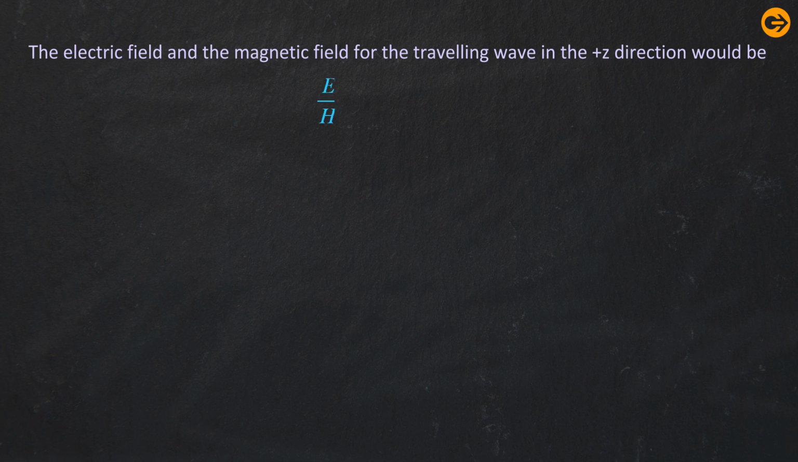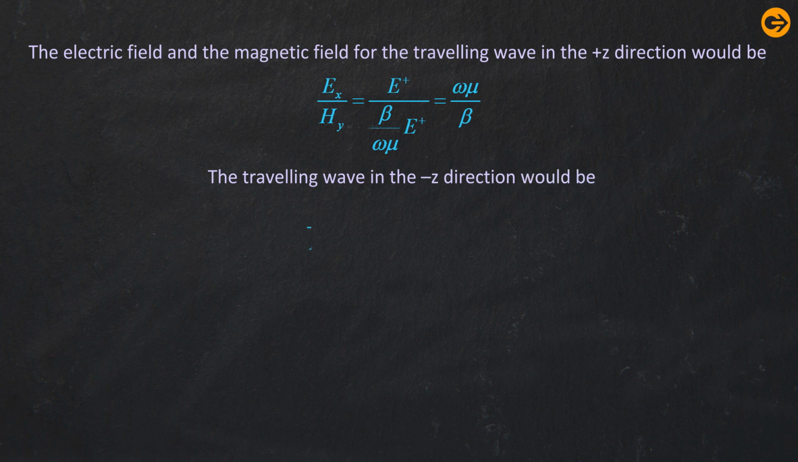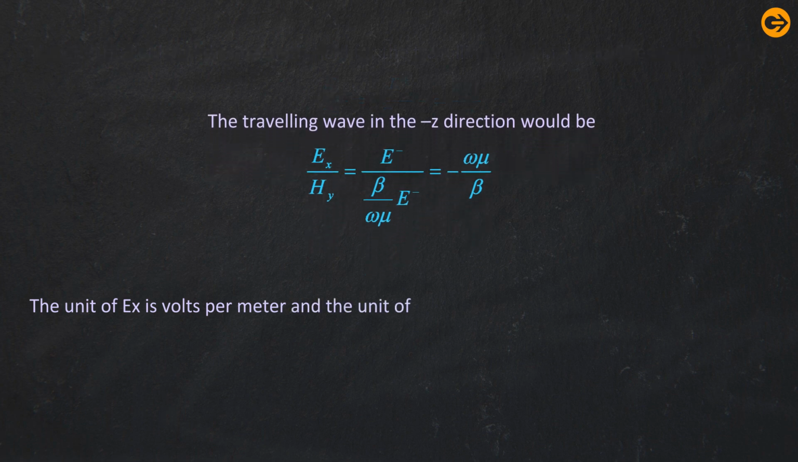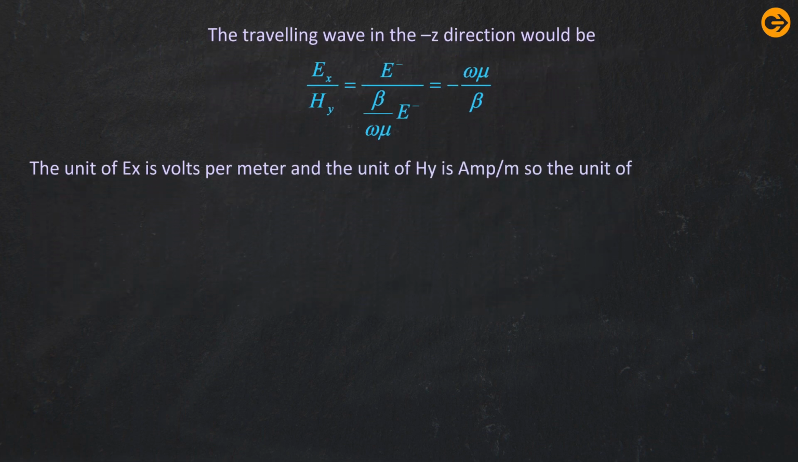The electric field and the magnetic field for the travelling wave in the plus z direction would be Ex by Hy is equal to E plus by beta by omega mu E plus, which is equal to omega mu by beta. The travelling wave in the minus z direction would be Ex by Hy is equal to E minus by beta by omega mu E minus, equal to minus omega mu by beta. The unit of Ex is volts per meter and the unit of Hy is amp per meter. So, the unit of Ex by Hy is volt per amp.